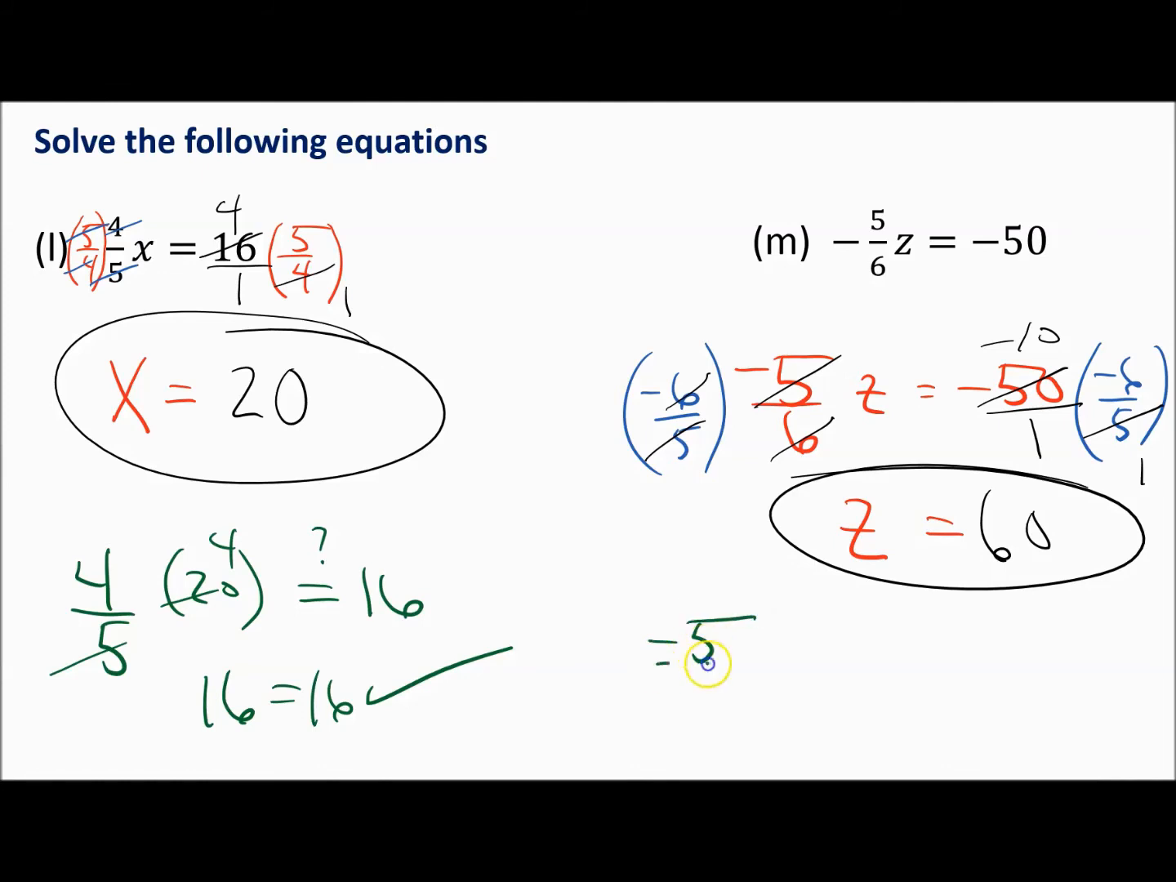So negative 5/6 times 60, is that really equal to negative 50? That's the question. Now, we do know that 6 goes into 60 10 times. Negative 5 times 10 is negative 50. Sure, that checks out just fine.